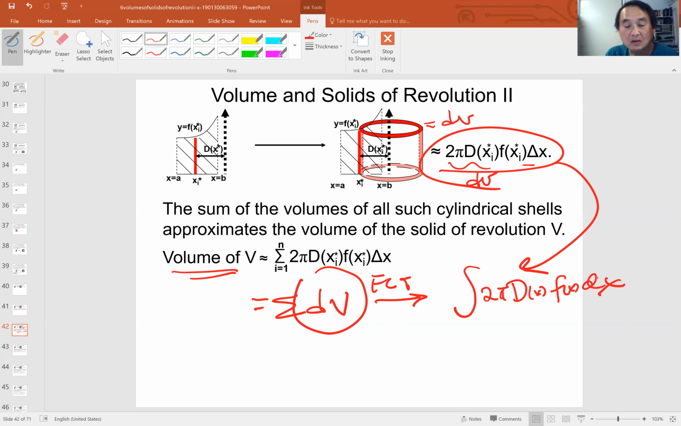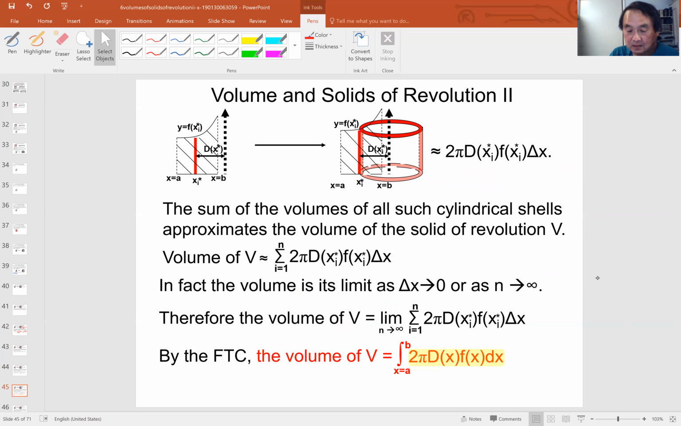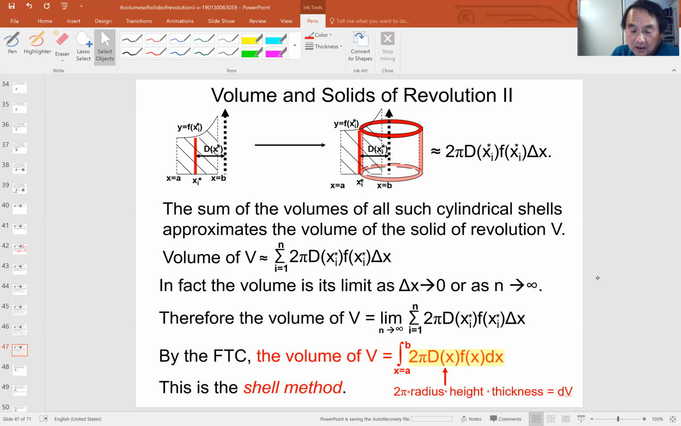This is the cylindrical formula. So the volume V is equal to 2 pi times the radius times the height, which is f of x, times dx, the thickness. That's a dV, and I'm adding these dV. Then the fundamental theorem of calculus says, as dx goes to 0, it becomes a definite integral, because it's the shell method.